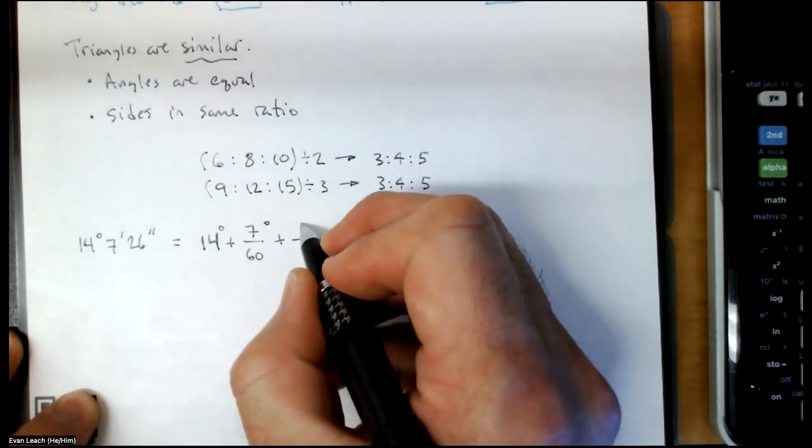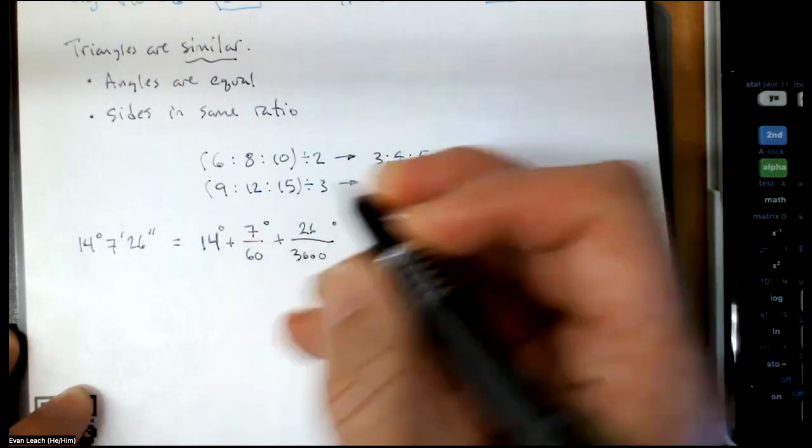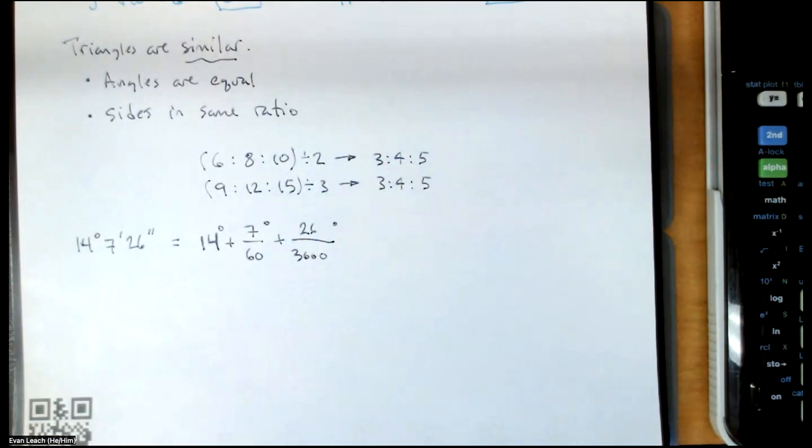26 seconds is 26 over 3,600 degrees. Take the 26 and divide it by 3,600 degrees. All we're going to do is take these three fractions and add them together. To do that, we need a common denominator. That's what we're doing here. It's the same thing that we always do when our units are different.